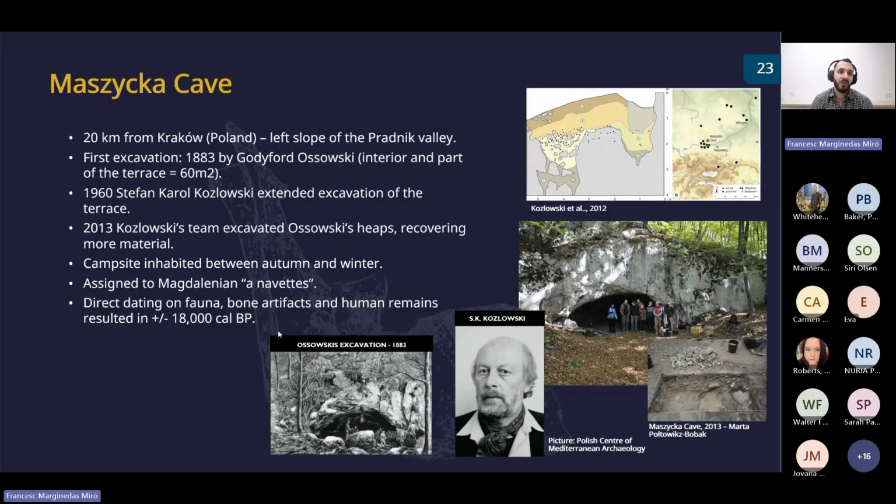Then in the 1960s, Stefan Karol Kozlowski extended the excavation through the whole terrace. And in 2013, Kozlowski's team excavated Ossowski's heaps, recovering even more material. They couldn't excavate inside the cave because all the site was already excavated. So the assemblage, this Magdalenian assemblage, is interpreted as a campsite inhabited between autumn and winter. It's assigned to the Magdalenian, and the direct dating through the fauna, bone artifacts, and human remains suggests that it is around 18,000 years before present.